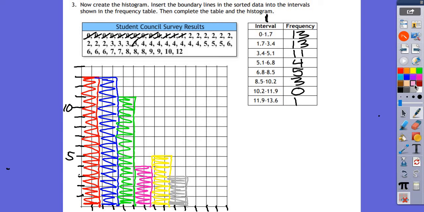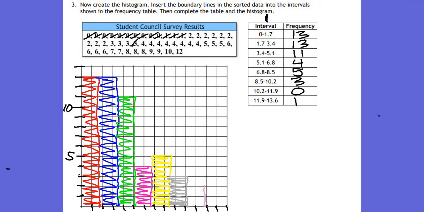Okay. 11, 12. So it's gonna go, I passed it. Right there. So that 10.2 to 11.9, it's at 0, so I wouldn't have to draw anything.